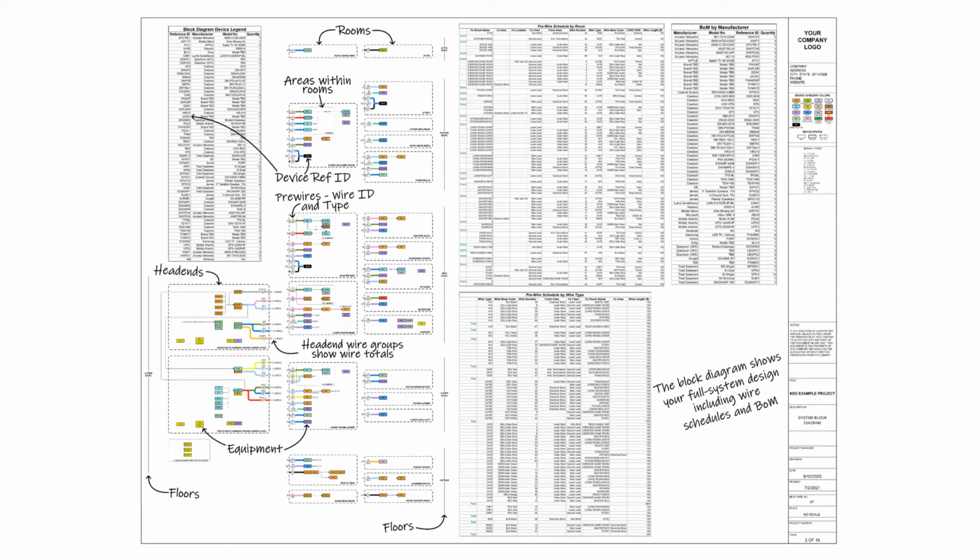The development of this drawing was a major undertaking to make it easy to create in a clean and easy to understand way, regardless of the size or complexity of the system. And like the floor plan symbols, each block device symbol is color-coded for easy category identification. The block diagram page also shows the device legend, pre-wire lists, and bill of materials.